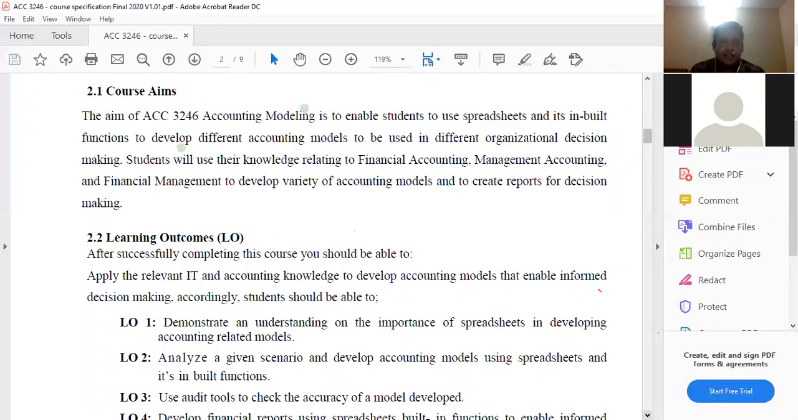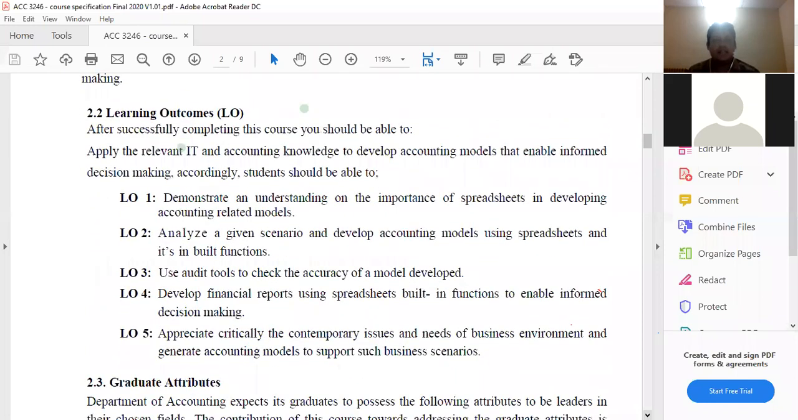Therefore, this course is all about developing models to facilitate the decision making of different stakeholders. It may be to facilitate your own decision making, or sometimes you may be developing models to facilitate the decision making of different parties, right? The students will use their knowledge relating to financial accounting, management accounting, and financial management to develop a variety of accounting models and to create reports for decision making. So again, it highlights the same thing: it's about developing models to facilitate decision making.